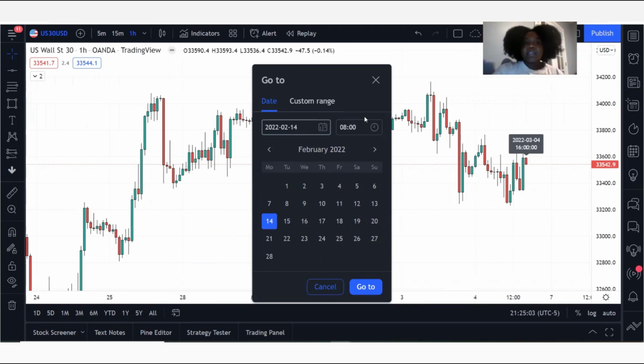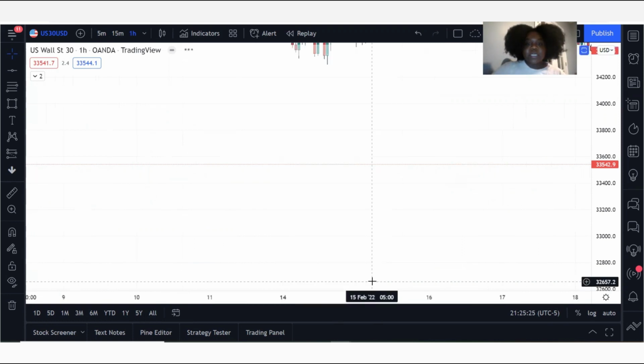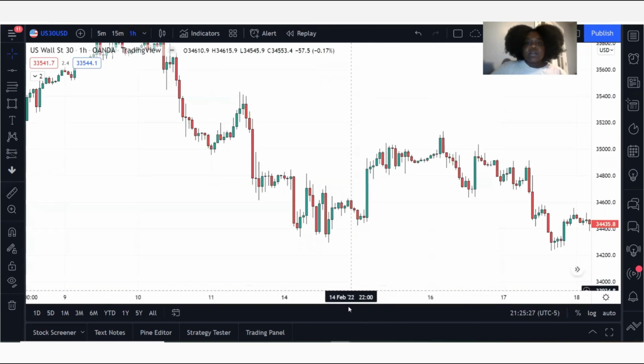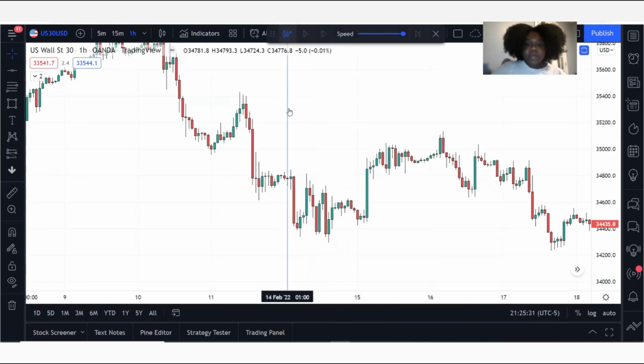I like finding my entries from 9 a.m. Other people, it's different for everybody. That's just what works for me. From 8 a.m. is when I will be looking at my chart and setting up my resistance and support. So the 14th was Monday. Oh, Valentine's Day, actually. Okay, so I'm going to hit replay and we're going to go back to the 14th, 8 a.m.